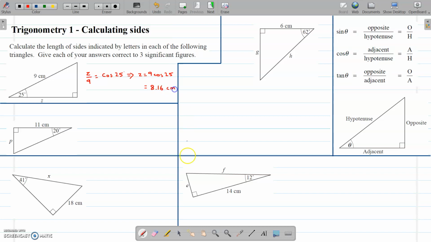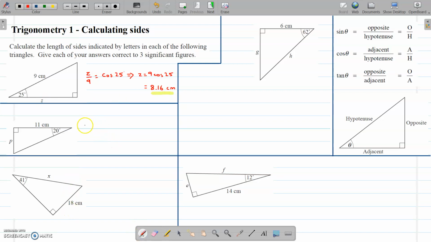Now, just have a look at the diagram before you move on to the next question and check that it seems about right, because this is a good way of seeing that it could or couldn't be right. If this is 9 and it's the hypotenuse, it's quite reasonable to expect z to be a little bit less than 9, and that seems to fit. If z had worked out to be more than 9, then you know something's wrong and you need to go back and check what you've done.